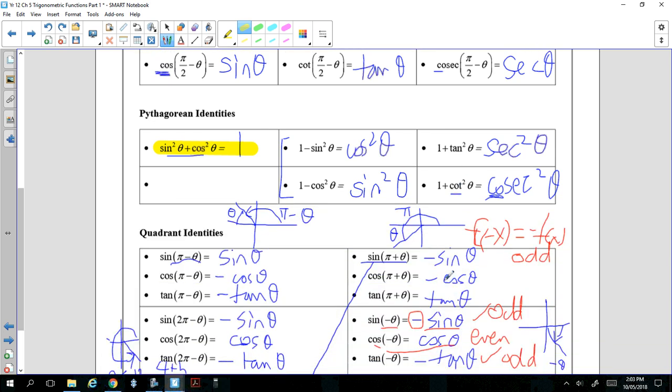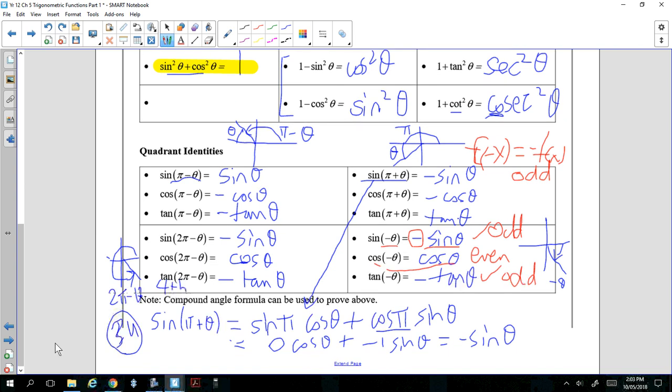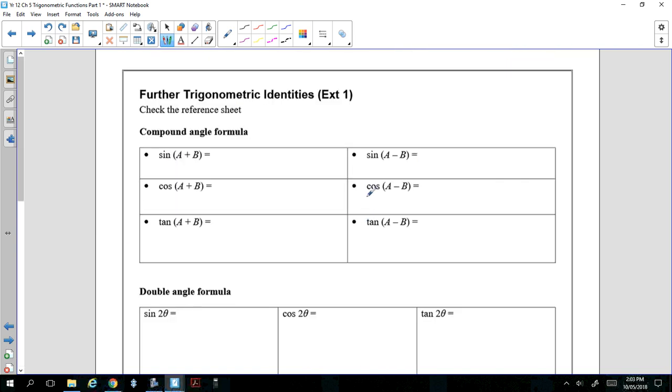So we're going to go to the next page to do some extension 1 identities. See if you remember these ones, but always check the reference sheet to help you. All right, fill this out.